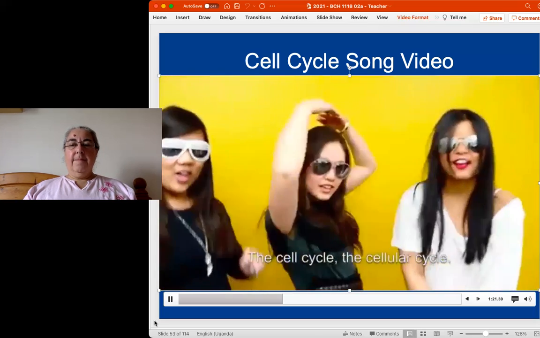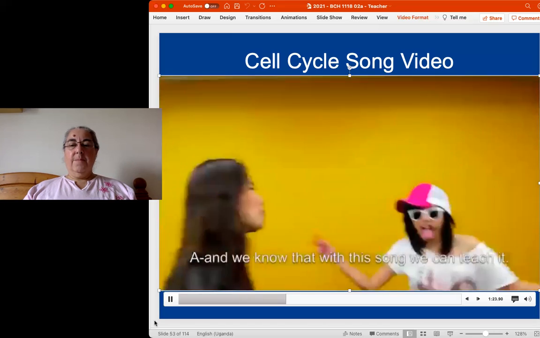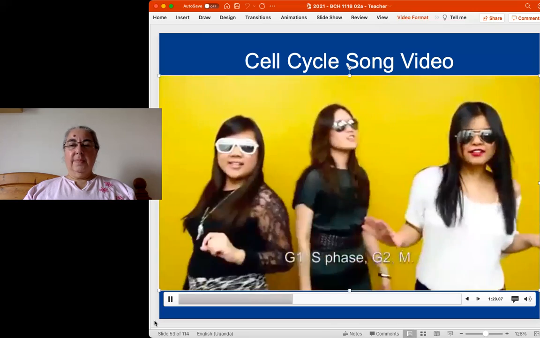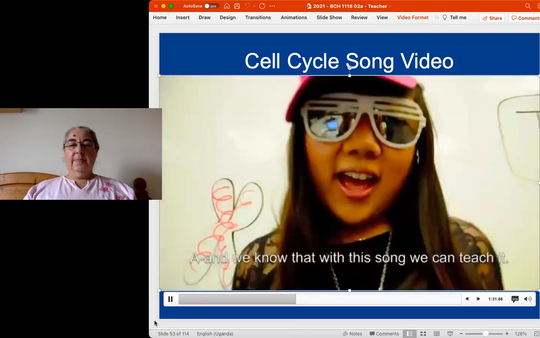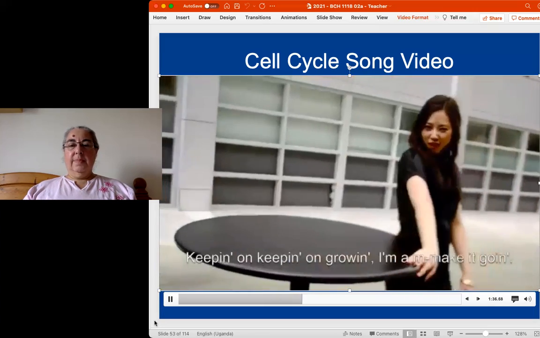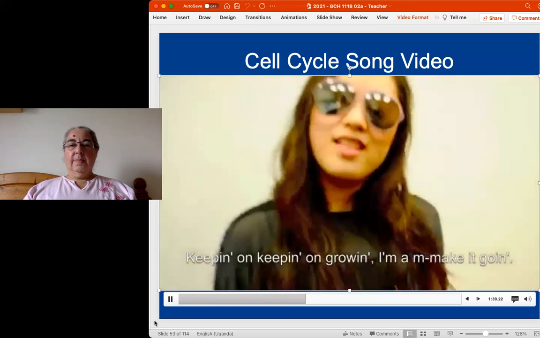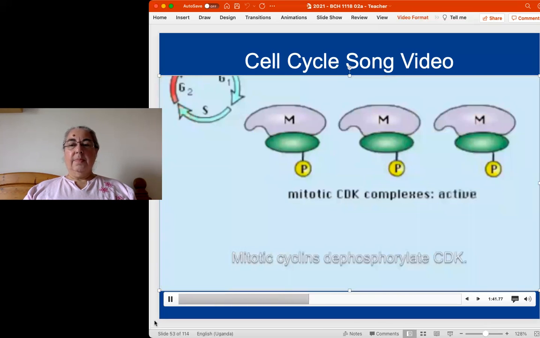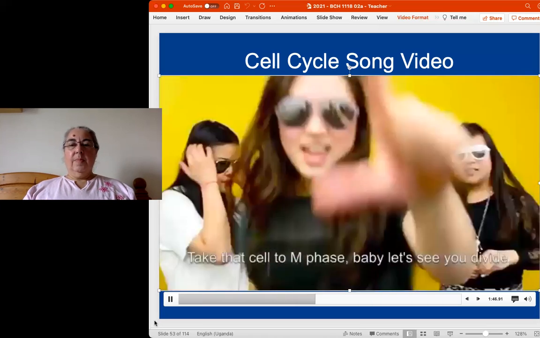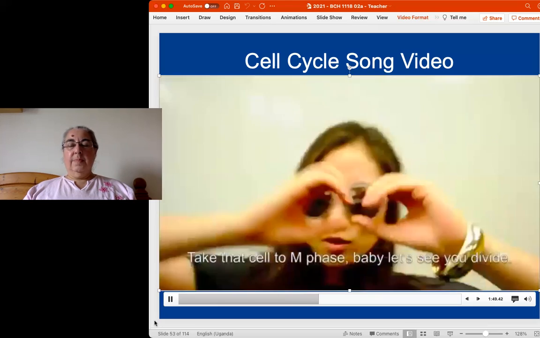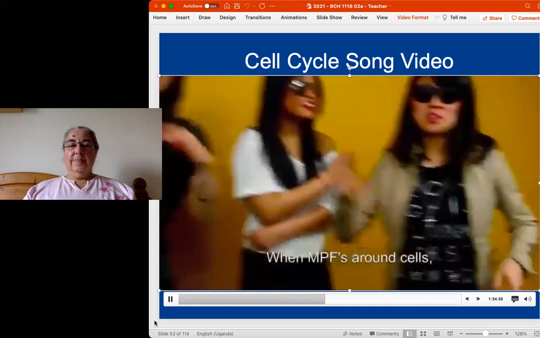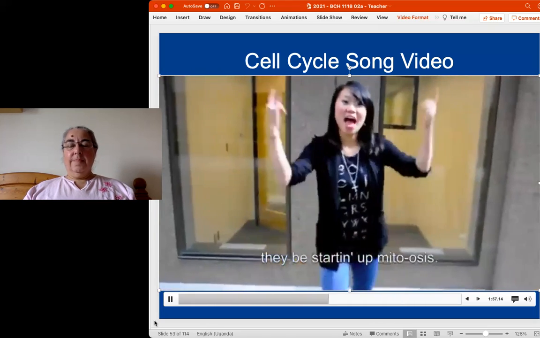The cell cycle, the cellular cycle. G1, S phase, G2, M. Keeping on growing. Mitotic cycling, dephosphorylation, decay. This is how we check if everything's alright. Take that cell to end phase, baby, let's see you divide. End phase, divide it up. Starting up mitosis.